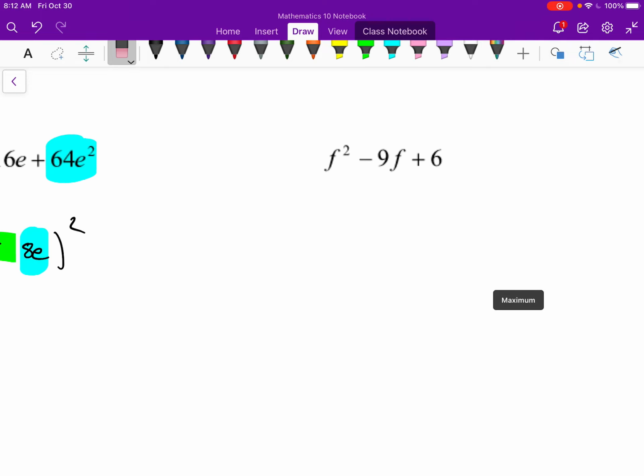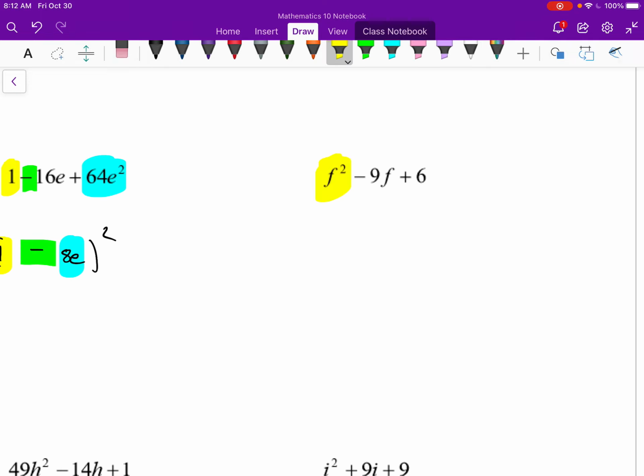Let's look at this one. Is this a perfect square? Well, f squared is. F times f is f squared. 6 is not. 3 plus 3 is 6, but not 3 times 3. So this is not a perfect square. Nothing more to do.